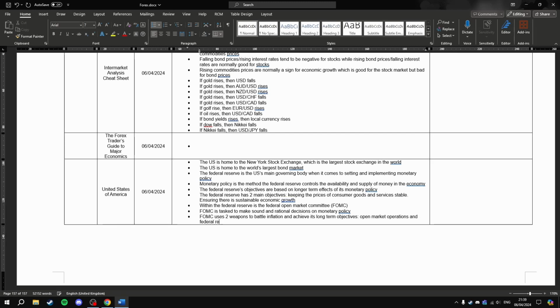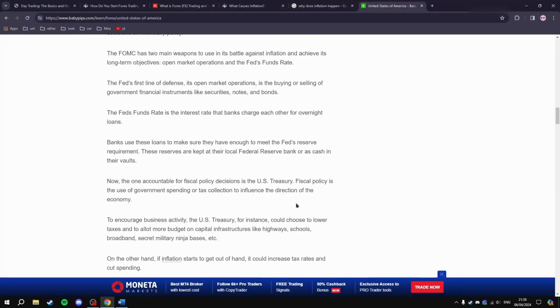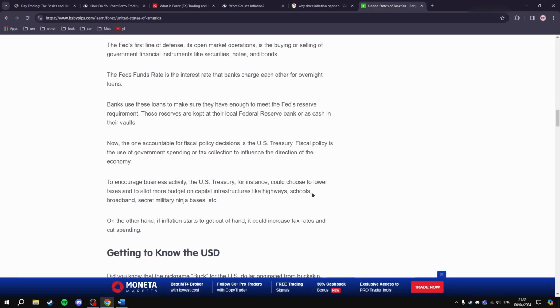Federal Reserve's funds rate. The Fed's first line of defense, its open market operations, is the buying or selling of government financial instruments like securities, notes and bonds.